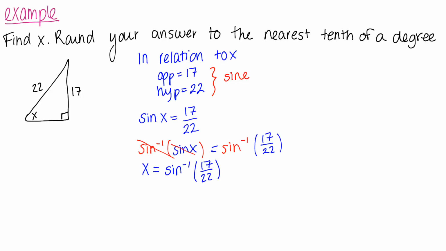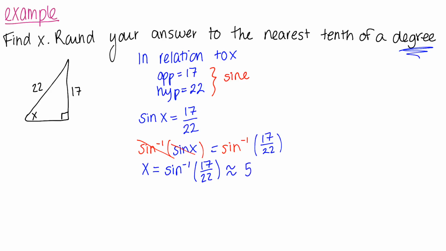So on your calculator, to get to the sine inverse button, you have to push the shift key first because there's a little yellow sine inverse above the sine key. So you'll click the sine inverse and then 17 divided by 22. Make sure your calculator's in degree mode because they're asking for a degree.